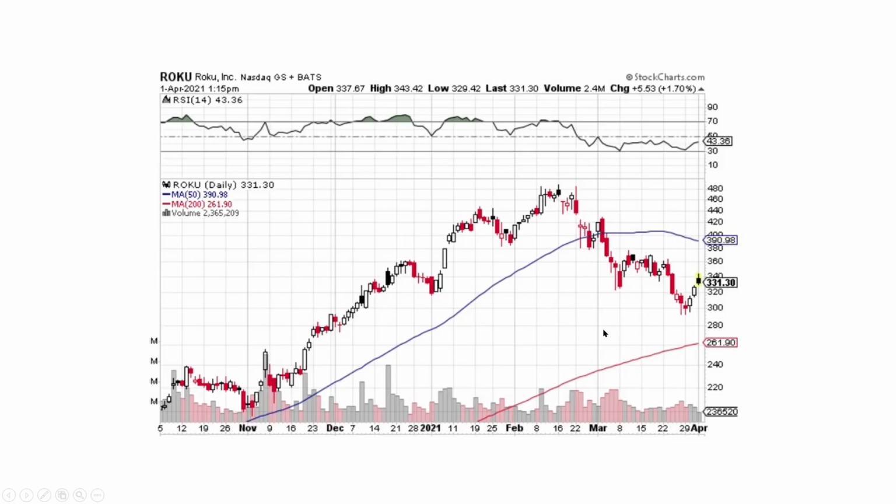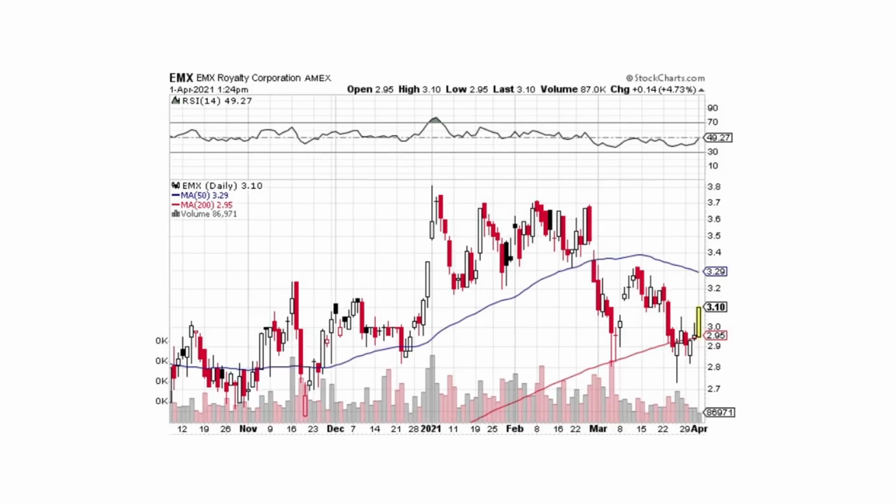Doesn't look too good. EMX Royalties. This one, we were kind of in a battle here. Came out to the downside. Going down. Reversal pattern. Big up day. Big powerful move today. Looking fantastic. The buyers are coming in. We're seeing the power and energy in these stocks come into them. The buyers are there. They're buying them up.